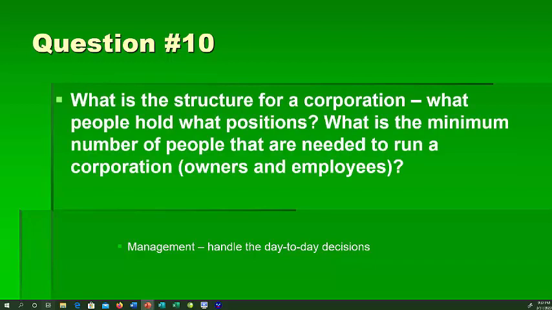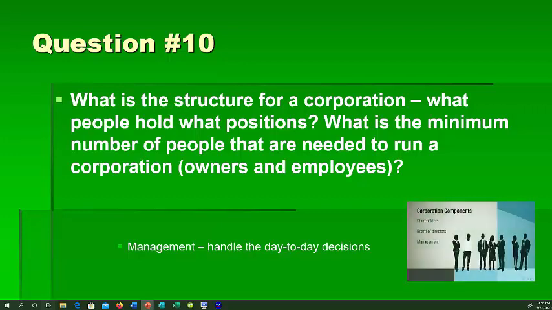All right, what is the structure for a corporation? What people hold what positions? What is the minimum number of people that are needed to run a corporation? Owners and employees. Well, you get the shareholders, you get the board of directors, you get the management. Those are the people that are going to be involved. The minimum number is 1, so you can wear all the hats. You could be a director, you could be a shareholder, and you could be management.